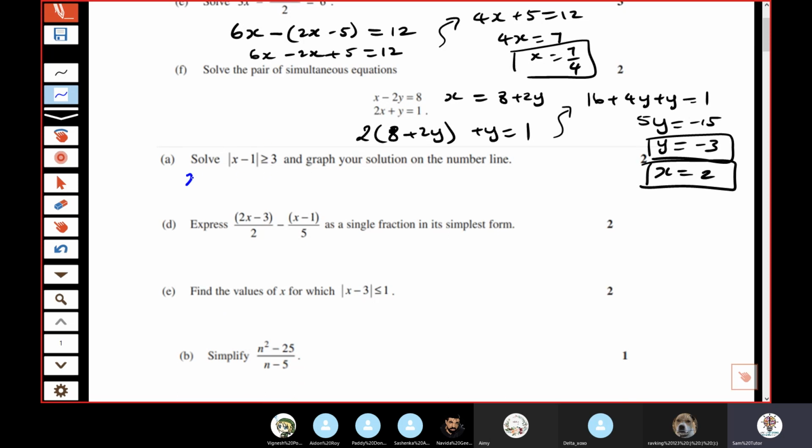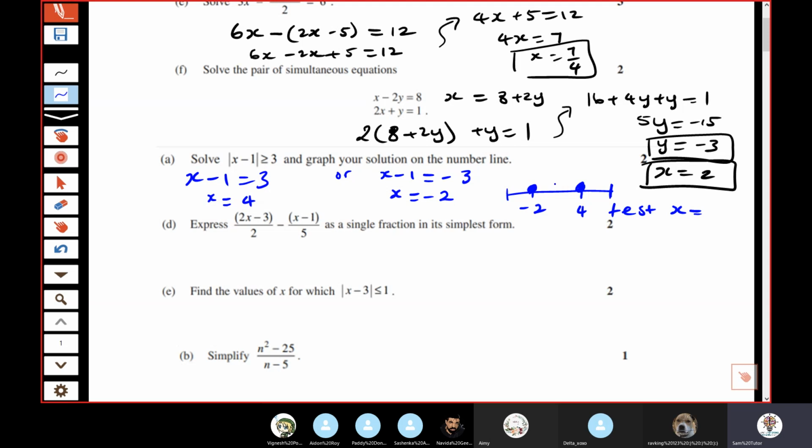Absolute values. We let x take away 1 equal to 3, or x take away 1 equal to negative 3. That means x equals 4, or minus 3 plus 1 is negative 2. Then draw it on your number line. There's negative 2. There's 4. And then all you've got to do now is test. Test x equals 0, let's say a number in here.